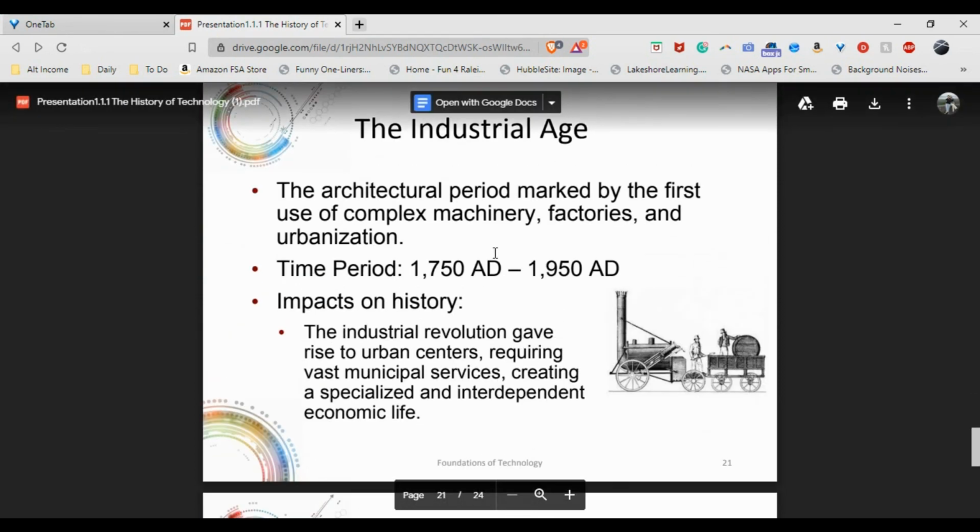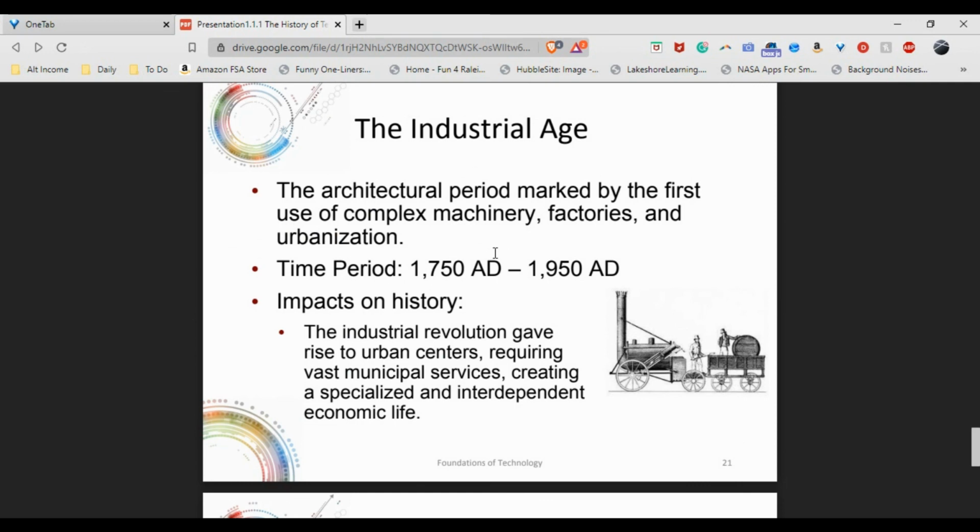Then we move into the industrial age, which, as far as history is concerned, is probably what we're most familiar with. So we get complex machinery, very complex machinery, factories, and urbanization. The Industrial Revolution gave rise to urban centers requiring vast municipal services, creating specialized and interdependent economic life. So people during this time period lost the ability to completely be self-sufficient and instead rely on other people who are specialized in their trades to be able to do their job, because your job had you doing one thing.